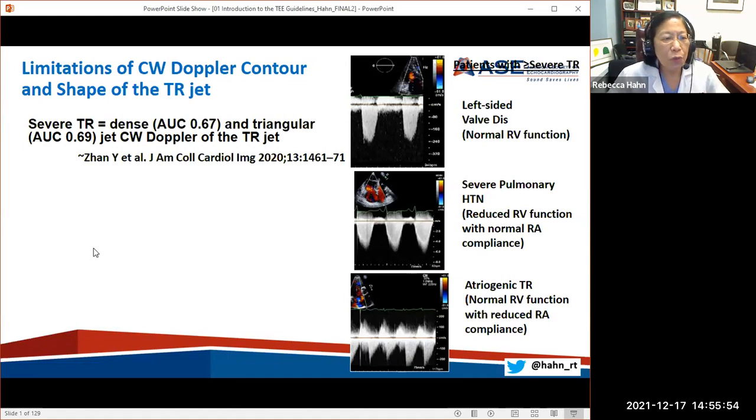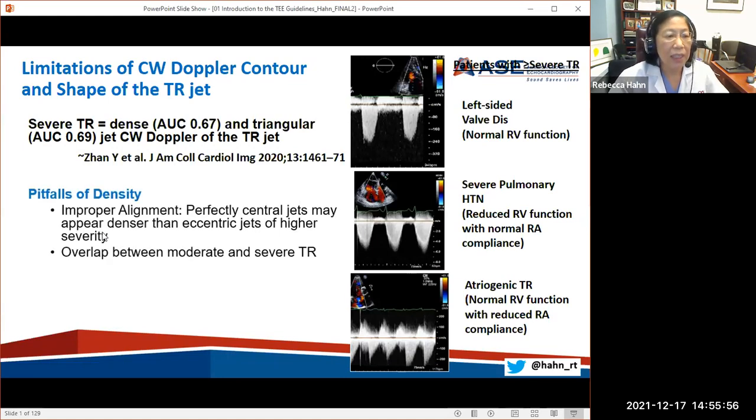And so therefore you want to be a little bit careful with density, because if you're improperly aligned, you may think that you don't have severe when you do, or when you're perfectly aligned, then you may think that you have severe when you actually have only moderate or less. The overlap is just tremendous. And so you want to be careful about using density.